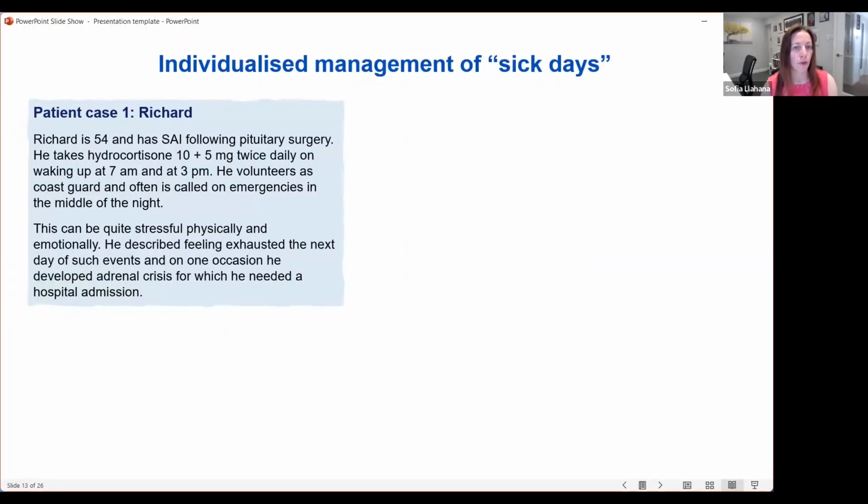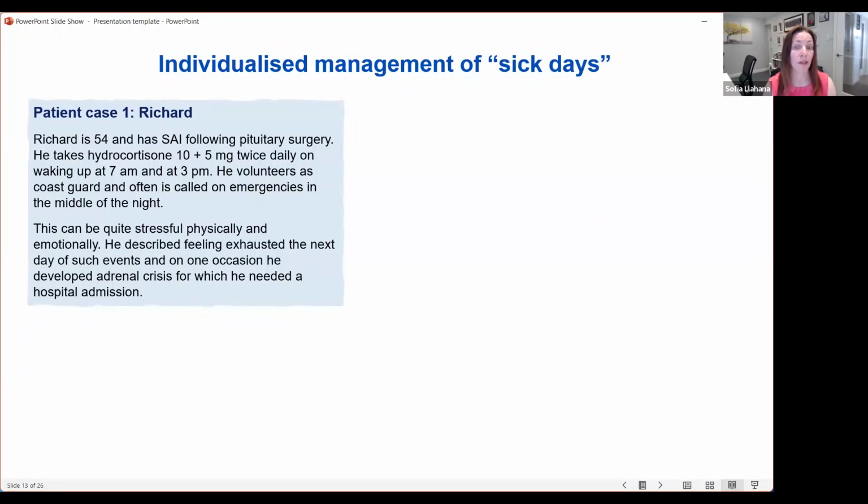Just a couple of examples from what I mentioned earlier. So these are two of my patients. The names, of course, have been changed. Richard is a gentleman, 54 years old, and has secondary adrenal insufficiency following a pituitary surgery. He takes hydrocortisone, 10 milligrams in the morning and 5 milligrams at lunchtime. And he volunteers as a coast guard and is often called out on emergencies in the middle of the night.